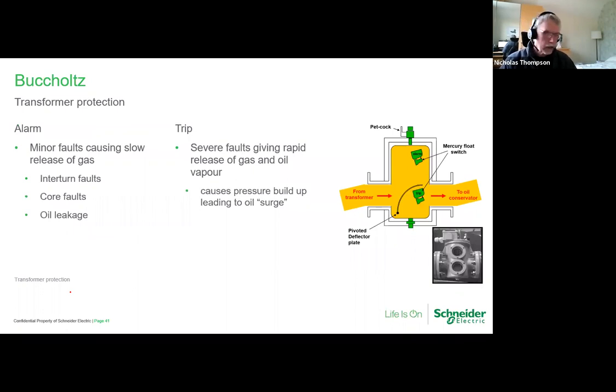And basically you've got two contacts in there. One is for alarm, one is for trip, and dependent on the condition of the transformer, dependent on the fault inside the transformer, you're either going to get an alarm or you're going to get a trip. Now, what you can use this for is low oil as well. So if the oil starts to leak from the transformer, it will sink below the trip contact, and hey presto, you've got protection of your transformer that way as well.